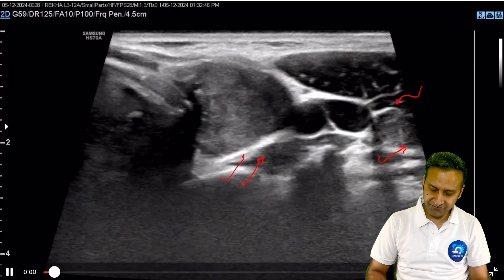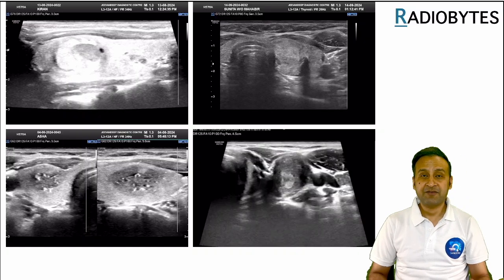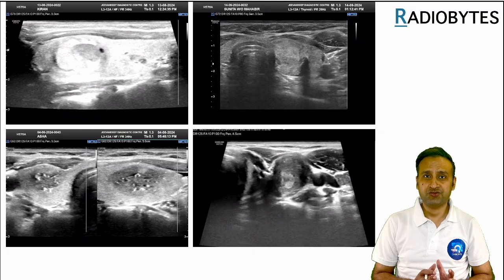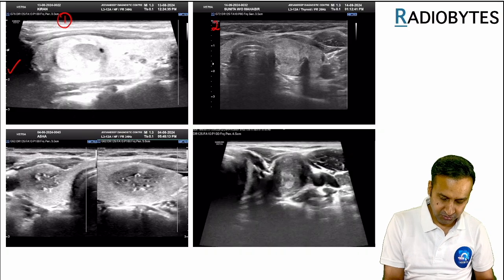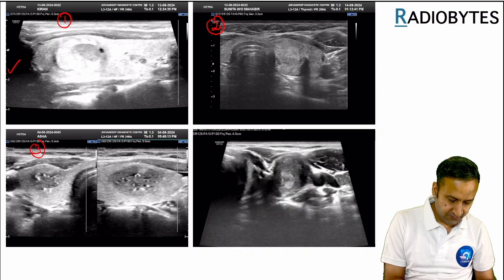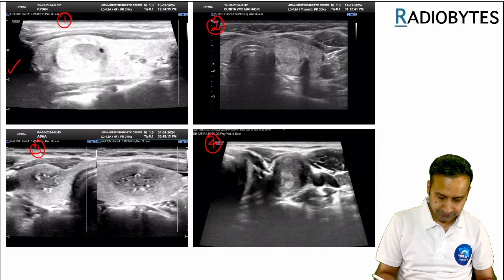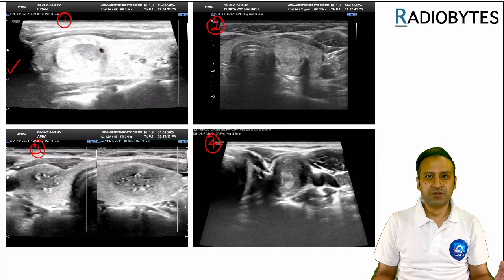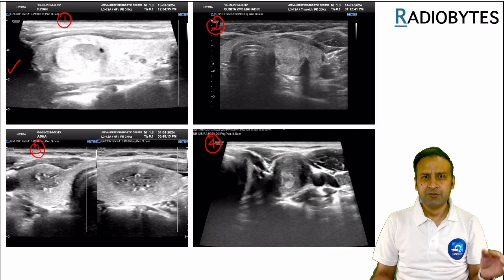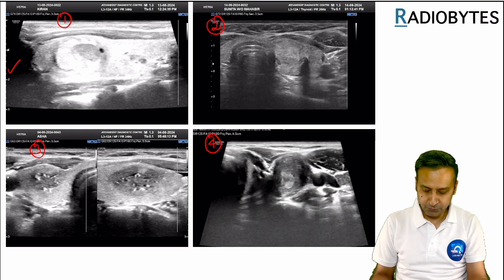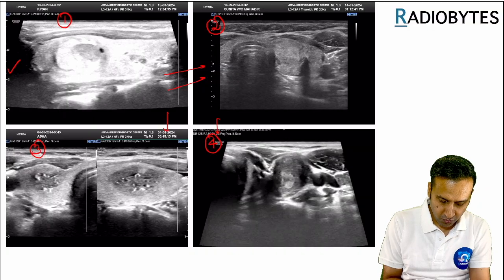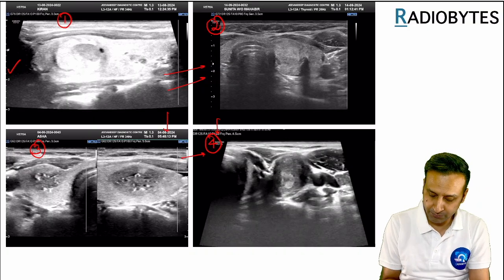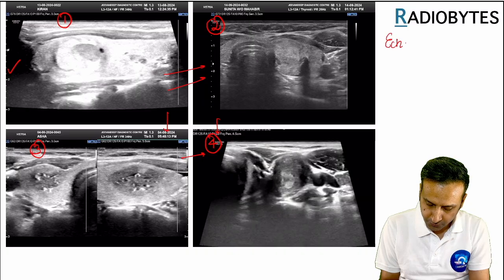Now, to make it easy for you, what I've done is I placed all those 4 cases together. This is case number 1. I write 1 here, case number 2, case number 3, and case number 4. Now, tell me, what do you think is benign and what do you think is malignant? Before you go ahead, I just want you to stratify or differentiate all these 4 nodules based upon their echogenicity.